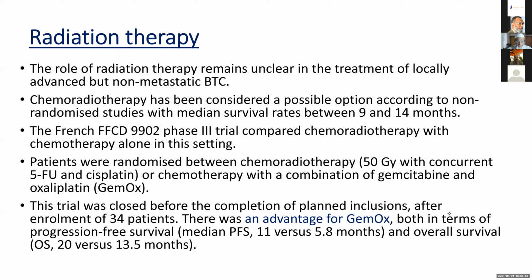Patients were randomized into two arms. One arm received chemoradiotherapy with 50 gray with concurrent 5-FU and cisplatin, and the other arm received combination chemotherapy with gemcitabine and oxaliplatin. The trial was closed before completion of planned inclusion, after the enrollment of 34 patients, as there was a clear-cut advantage of the systemic chemotherapy arm, with overall survival of 20 months versus 13.5 months in the concurrent chemoradiotherapy arm.